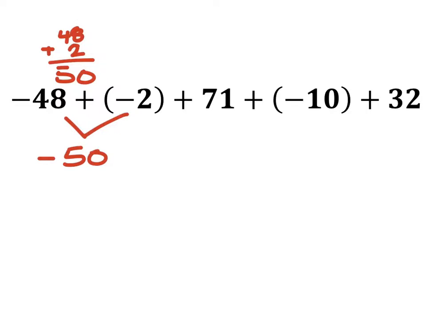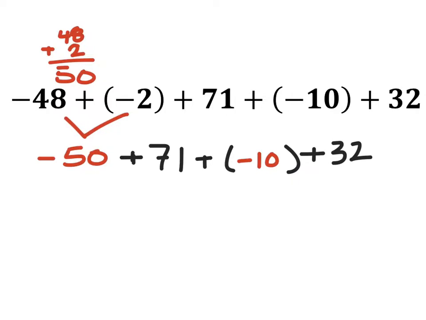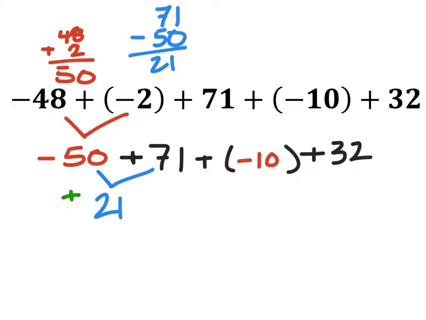Now I'm going to write the whole expression as it is after I've simplified it from this first addition. And the next step here shows that I'm combining a negative 50 with a positive 71. Again, this shows that there are more positives here than negatives. And since they are opposite signs, I'm going to subtract the two. I take the bigger number, 71, and subtract the smaller number, 50, to get 21. So that's going to end up being a positive 21.